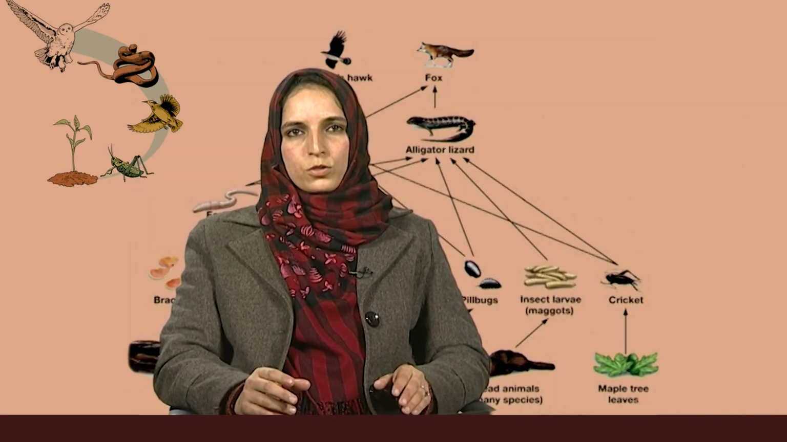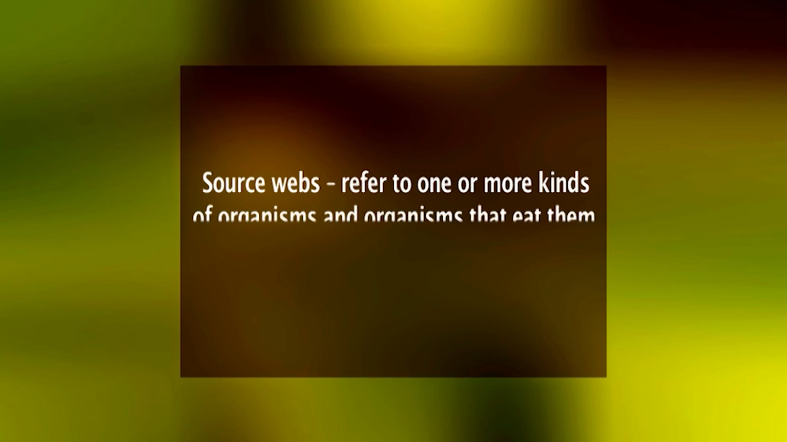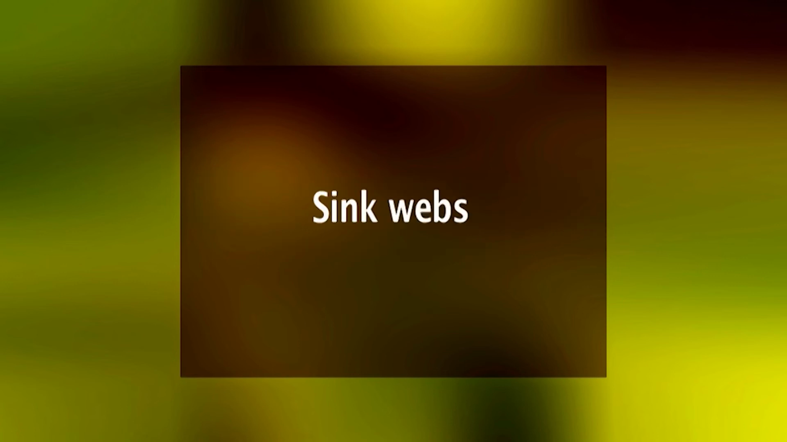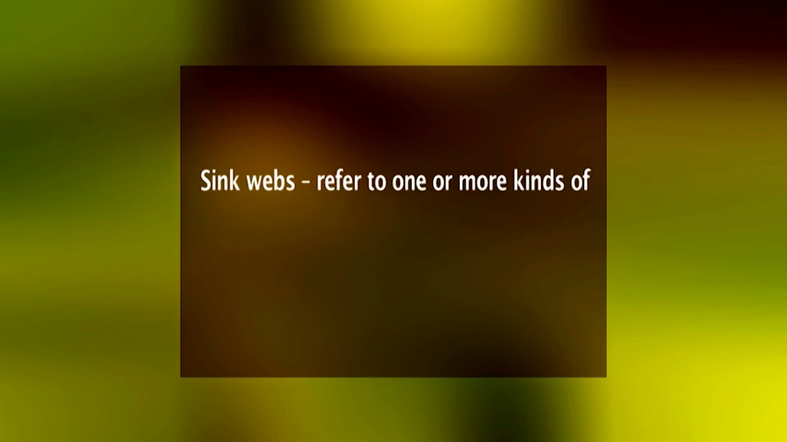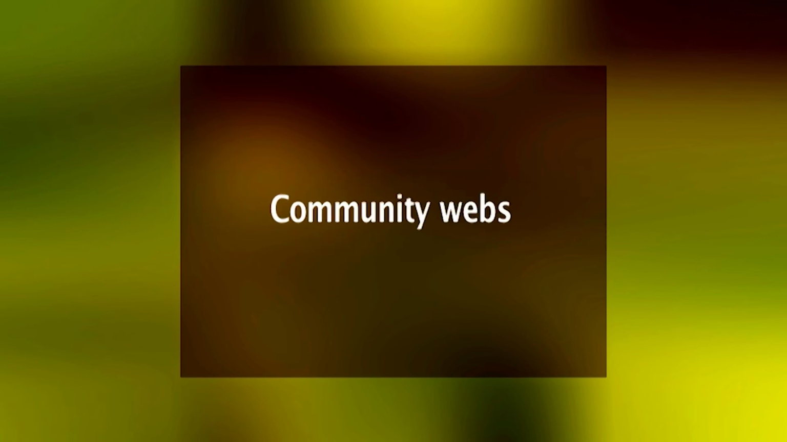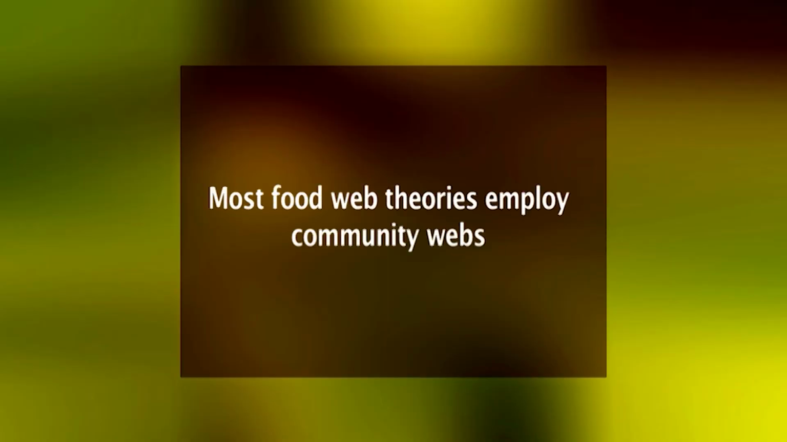Food webs have also been described as source webs, sink webs, and community webs. Let's take the source webs. The source webs refer to one or more kinds of organisms and organisms that eat them, their predators, and so on. Then sink webs. These refer to one or more kinds of organisms, the organisms they eat, their other prey, and so on. Community webs. These are groups of species within a defined area or habitat. Most food web theories employ these webs.